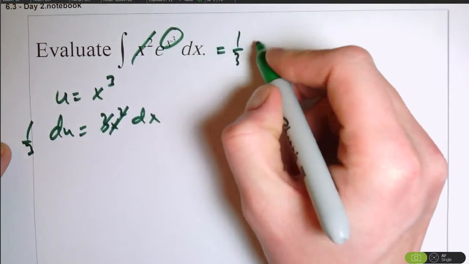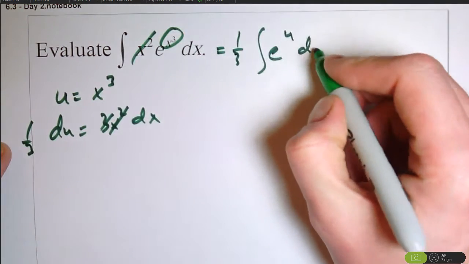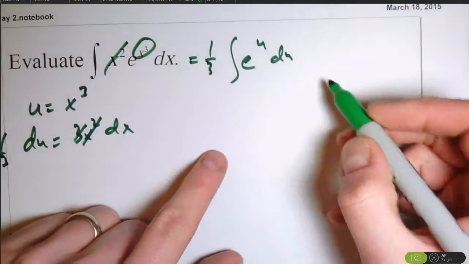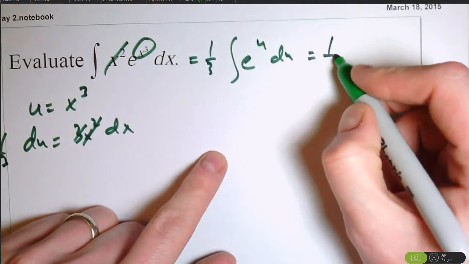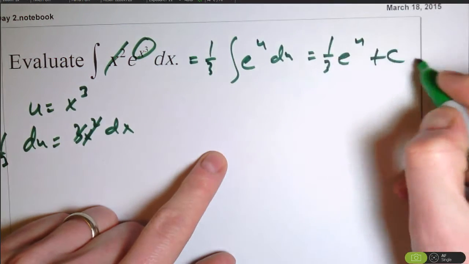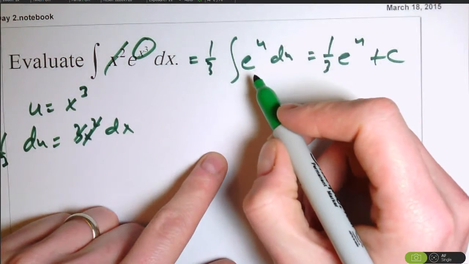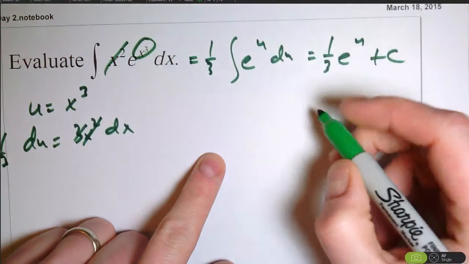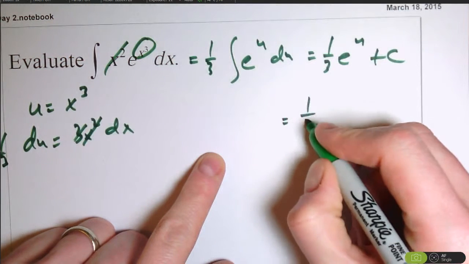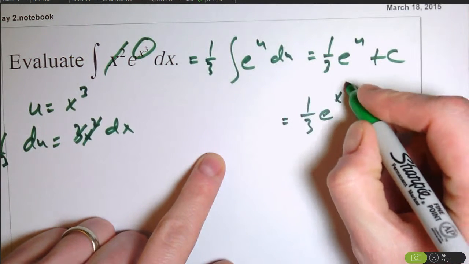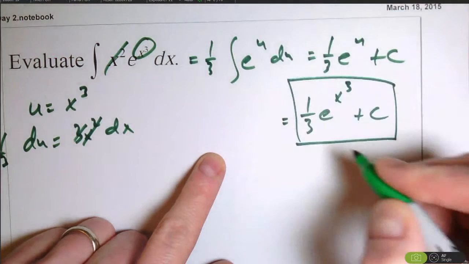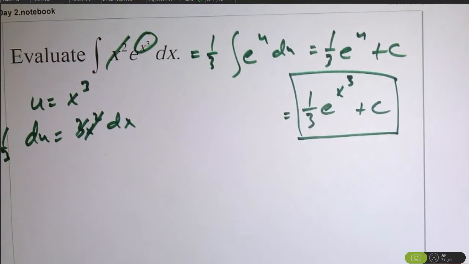So it's 1/3 integral of e to the u du. Well, the integral of e to the x is e to the x, so this is just 1/3 e to the u plus c, because it is an indefinite integral. And then put x cubed back in for u. There we go. First one. Nice and easy.